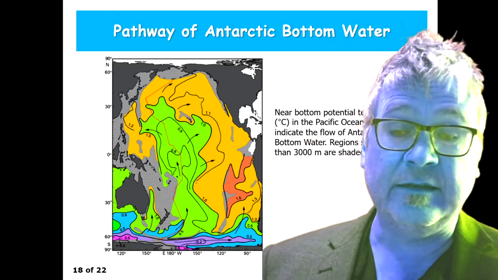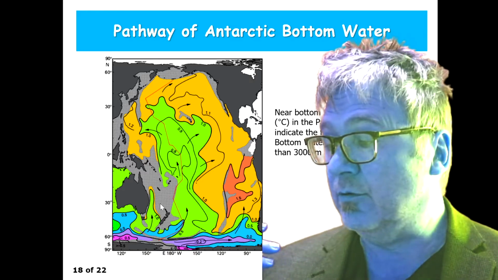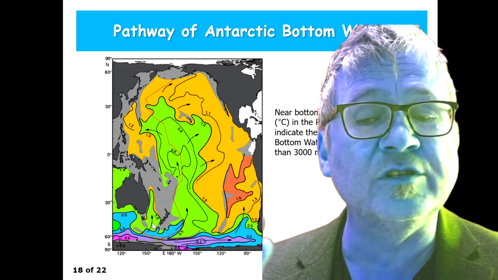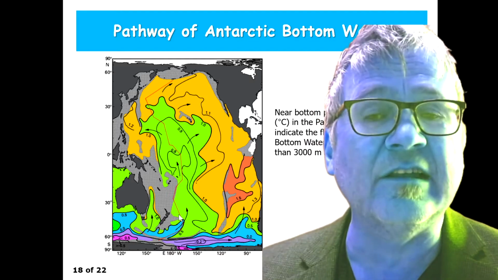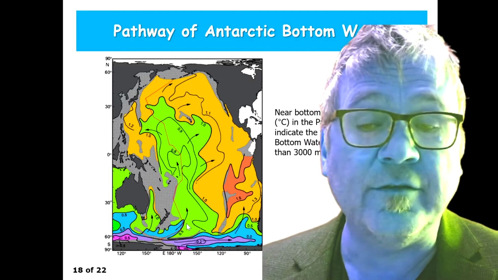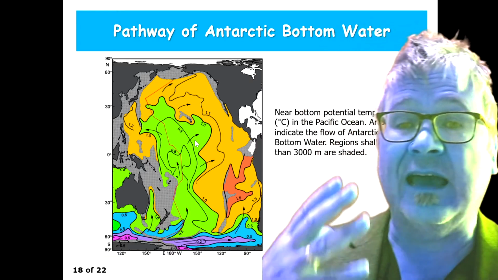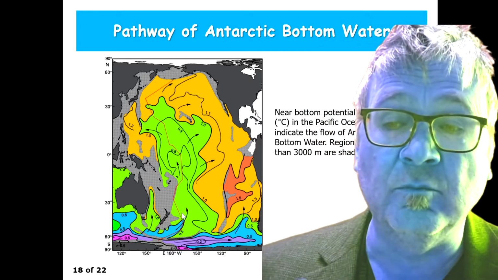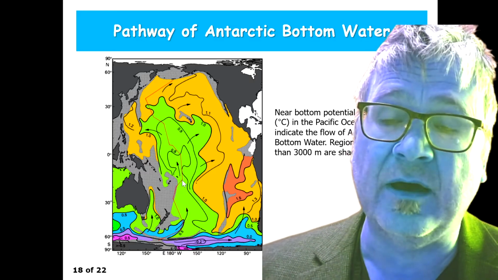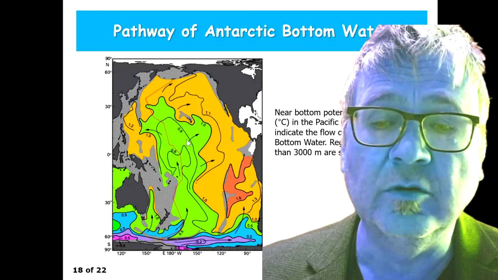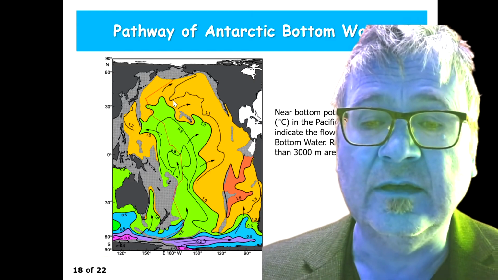And then you can identify the pathway, because all you need to do is connect the regions where you have the coldest water. That gives you the center line of the flow. You can see this flow here. The Antarctic bottom water moves more along the western part. It's a very sluggish, very slow circulation.